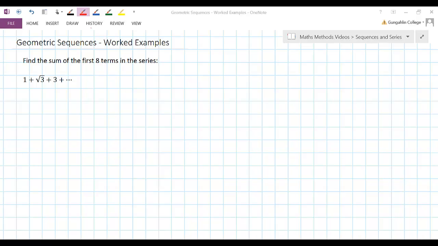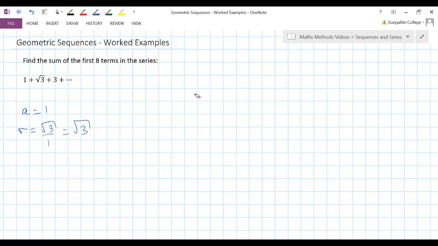This next example is very similar to the previous one, the only difference being that in this particular example we have some square roots appearing, so we need to be a little bit more careful. So let's run through this. First term, a, is 1. The common ratio, well, what's that going to be? Again, I can do subsequent term division, so root 3 on 1, that's the square root of 3. You could also do it by going 3 divided by root 3.